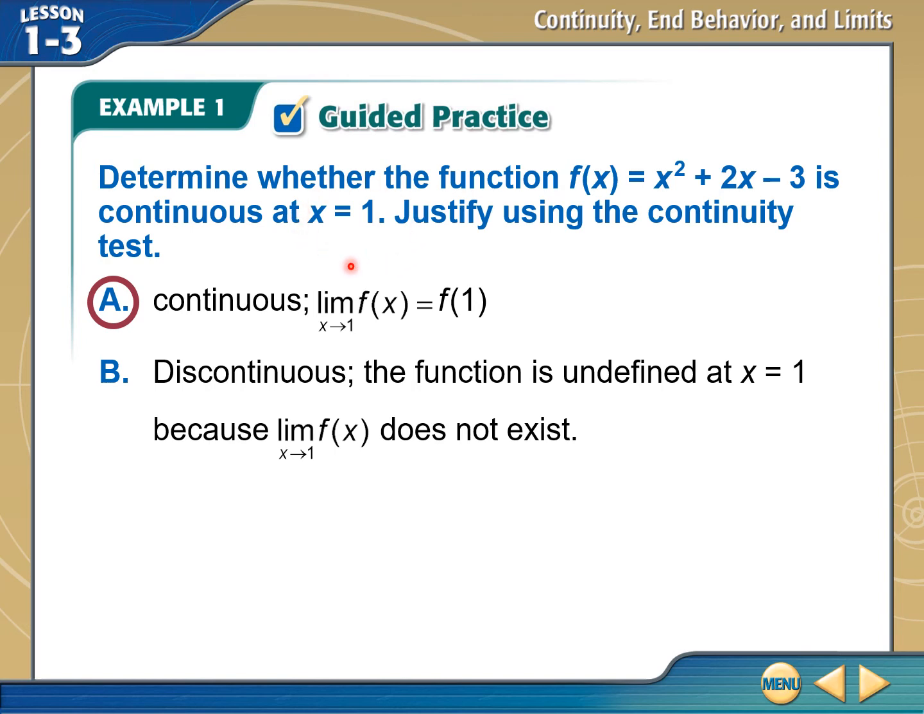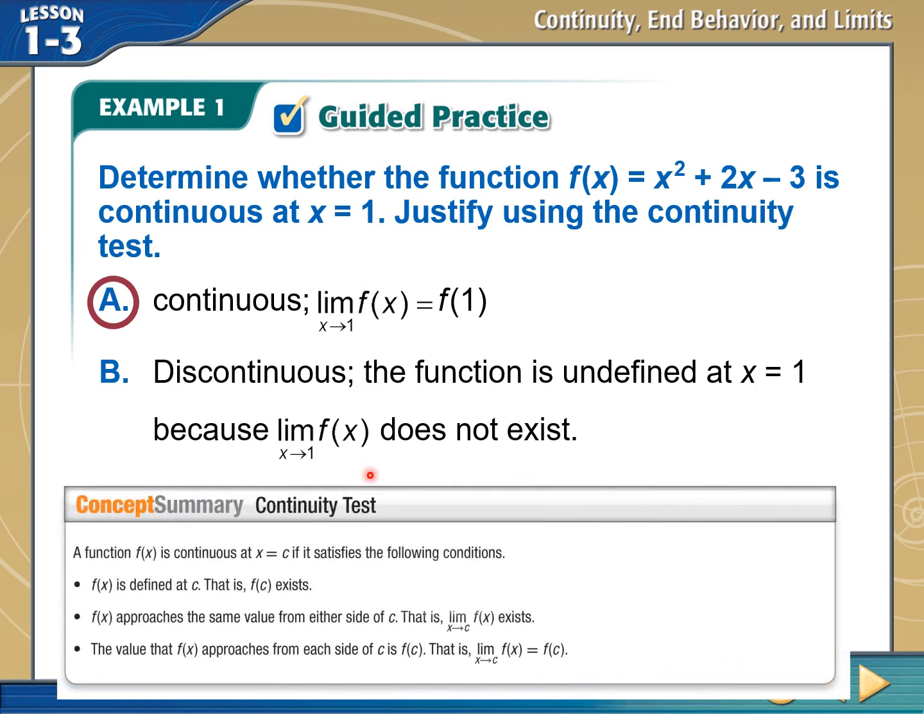So what shall we do? First of all, we will think about the continuity test questions again, points 1, 2, 3. The first one is: is f of x defined at c? Here my c is 1. Is f of x defined at f of 1? If so, check if f of 1 exists or not.